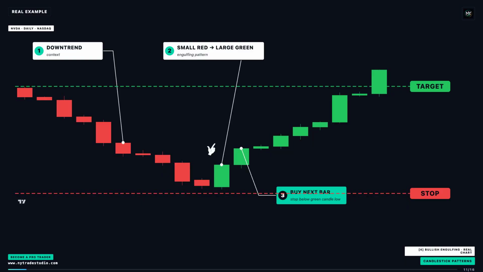Entry on the next bar's open. Stop loss just below the green candle's low. That's your defined risk. Target the next major resistance level. The size ratio matters. A green candle that's 3 or more times the size of the red is a strong signal. Roughly equal sizes mean less conviction.